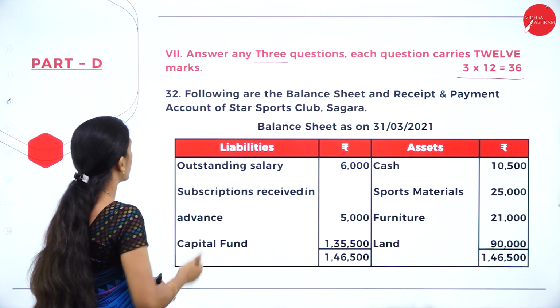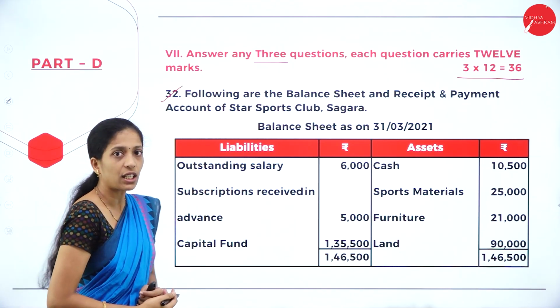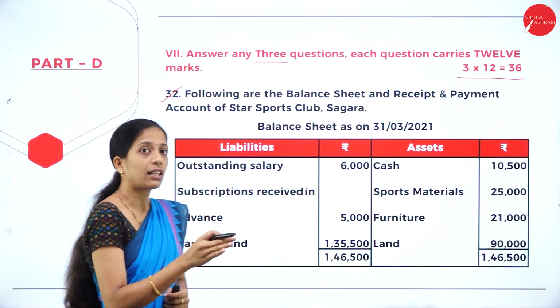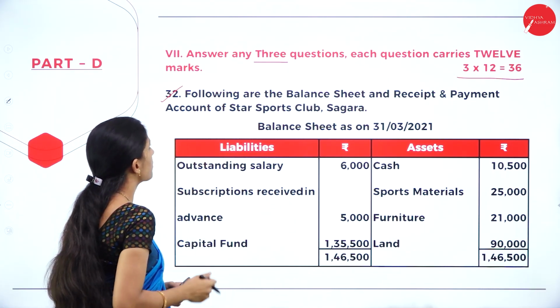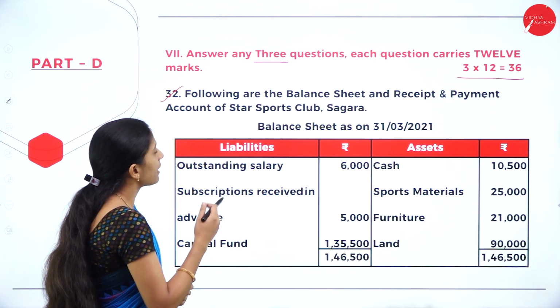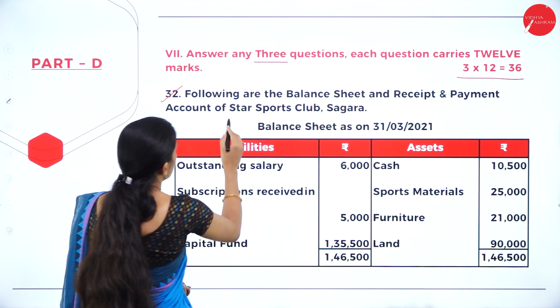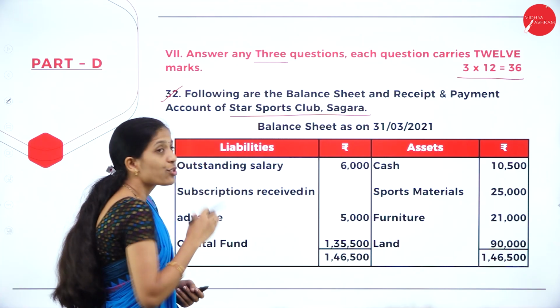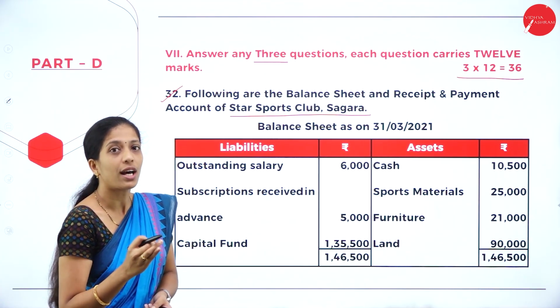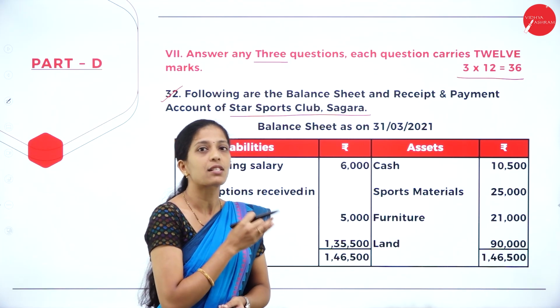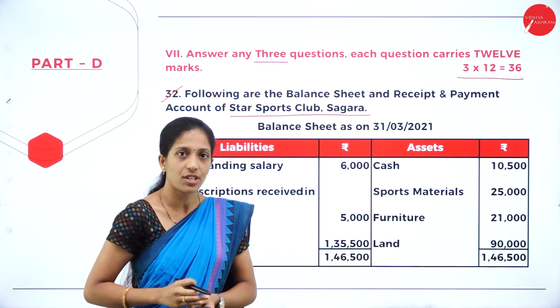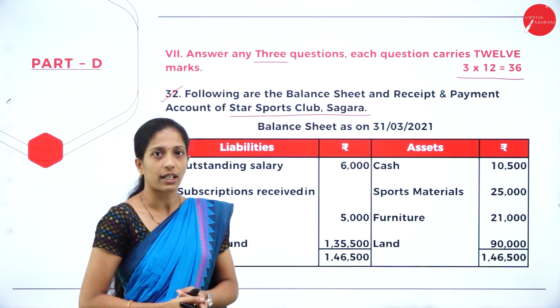Now go through the question here. That is the 32nd question; till the 31st question, it will be Part C. Your 32nd question is: following are the balance sheet and the receipt and payment account of Star Sports Club, Sagara. So this is a problem based on not-for-profit organization, that is NPO. Your first problem itself under Part D will be from not-for-profit organization.